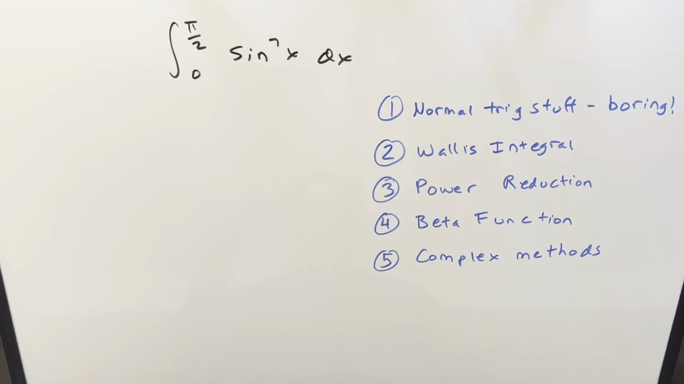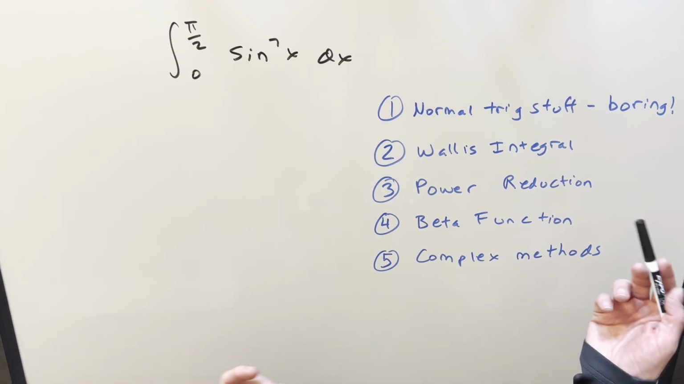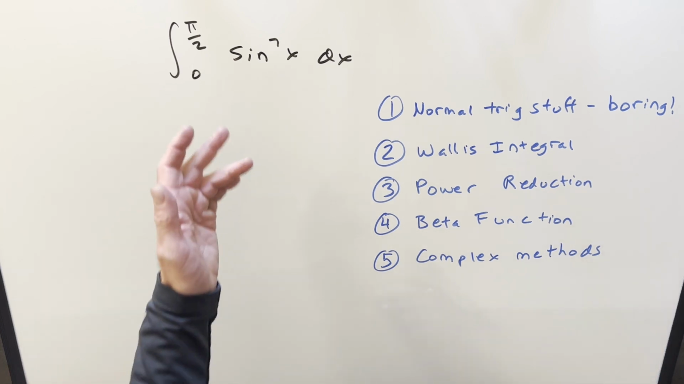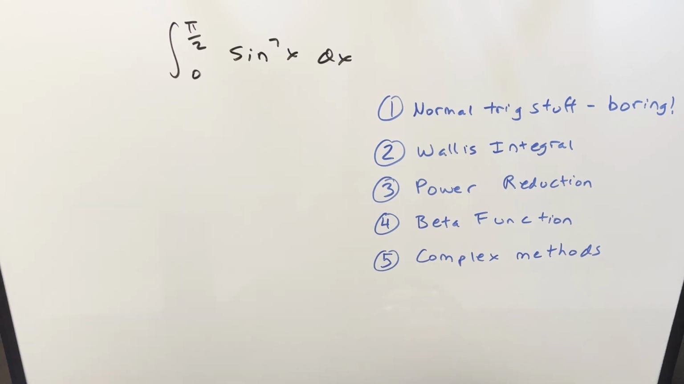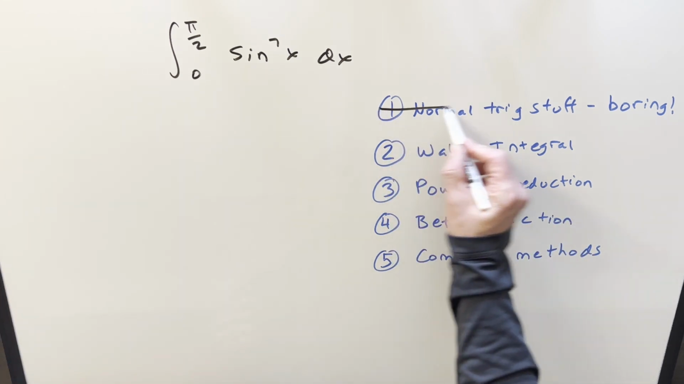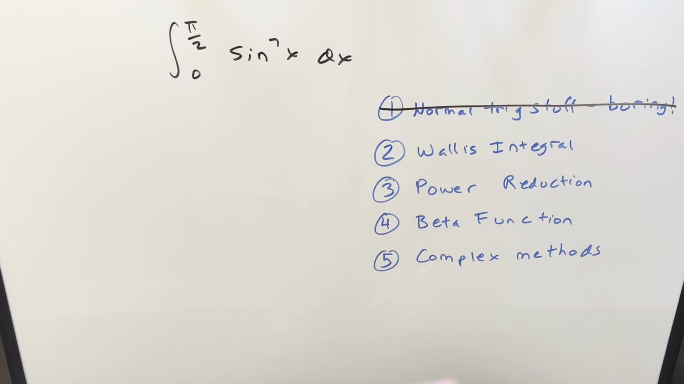Okay, so thinking about all the different methods, this is what I came up with. I may have missed something, let me know in the comments. I'm sure there are other things, but I came up with these 5. The first one we discussed briefly there. Just doing normal trig stuff is possible, but it's boring, it's tedious, and it gets worse if it was like sine to the 11th. I don't think you want to do that. So I'm saying it's possible, but I don't want to deal with that.